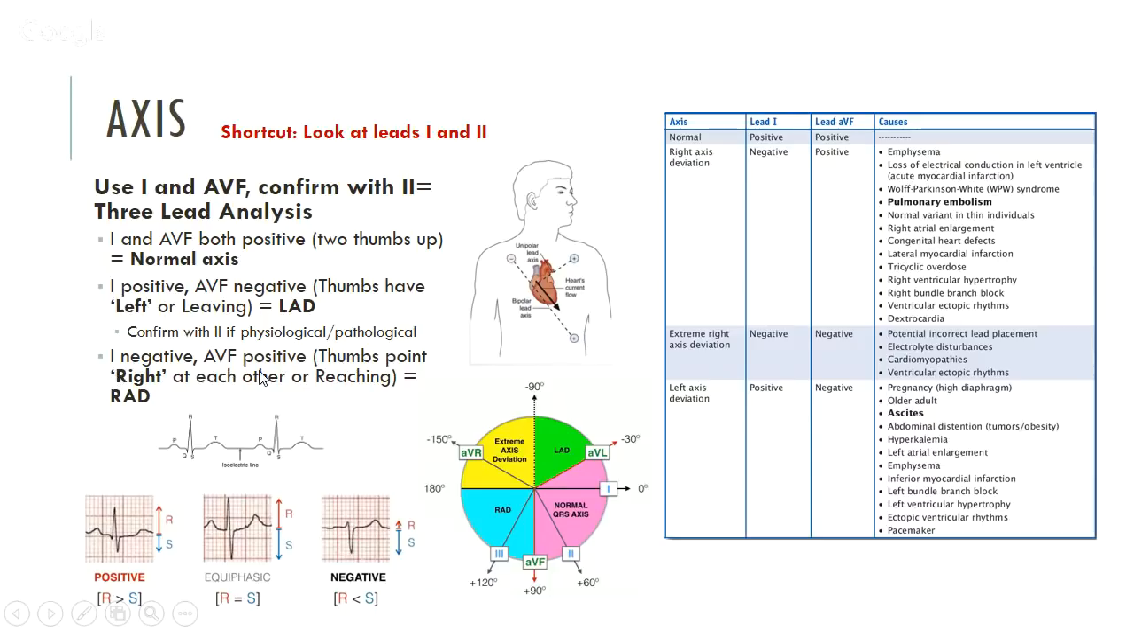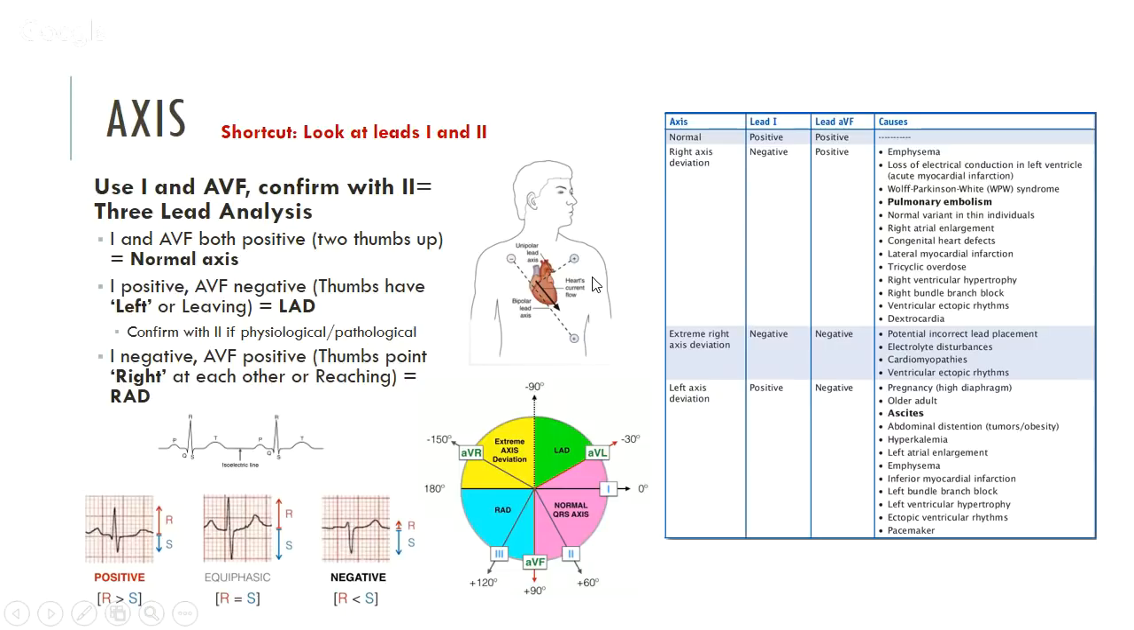Let's look here, 1 and AVF. Most of the time, I just look at leads 1 and 2, and based on that, you can figure out: if it's reaching, it's right. If it's leaving, it's left. If both are up, it's normal axis. And that's easiest to remember. It can be important because there are obviously multiple causes of right axis deviation and left axis deviation. So that's something I want to look out for.